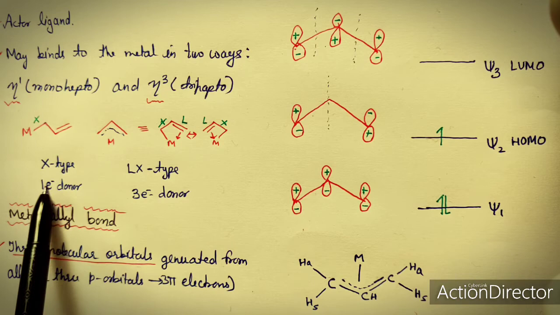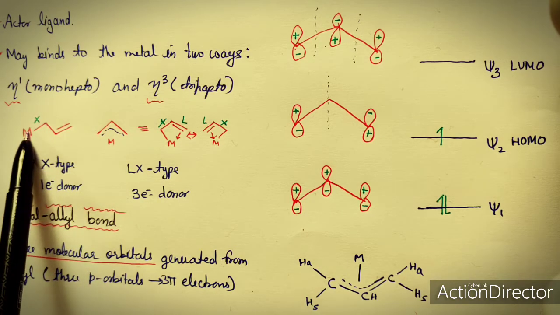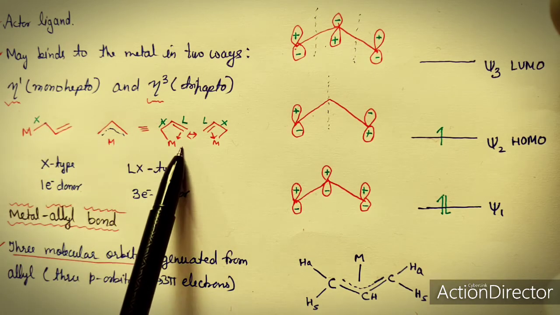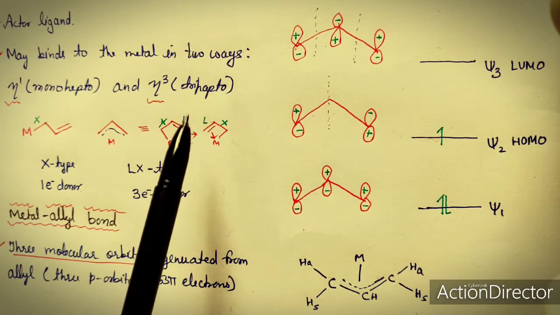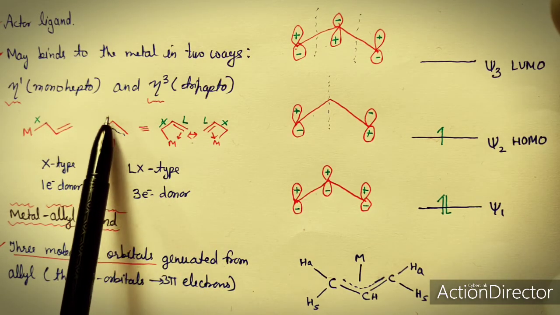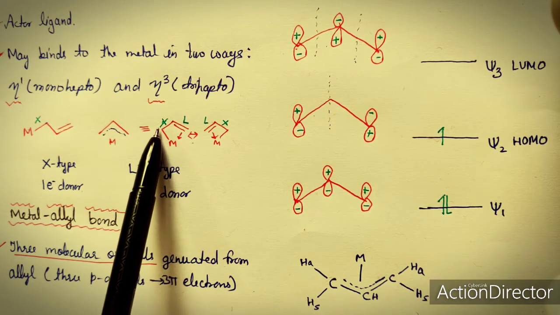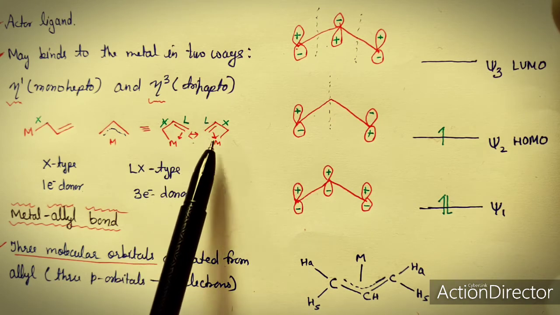This is also called an X type ligand, meaning they are one electron donor ligands. They are attached to the metal center through one carbon atom only. Now the second type is this. This is the eta 3 or trihapto type. Here you can see that all three carbon atoms are bound to the metal center, so all three carbon atoms are involved in the bonding with the metal center.